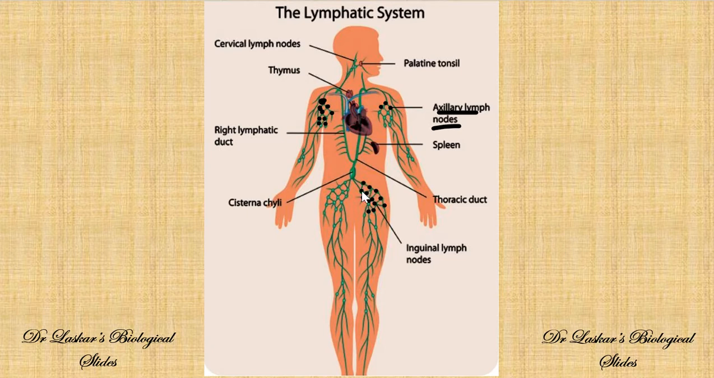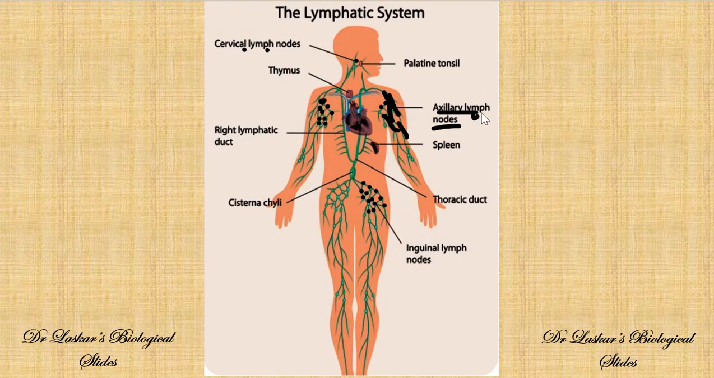So these are lymph nodes, and you can see where they are located. Here also, the cervical lymph nodes. So these lymph nodes are located on the lymphatic vessels through which lymph passes.